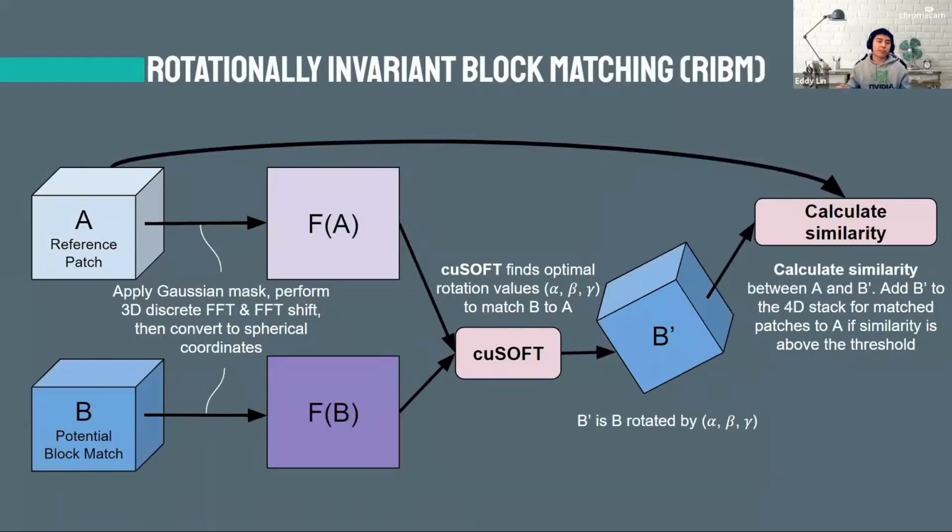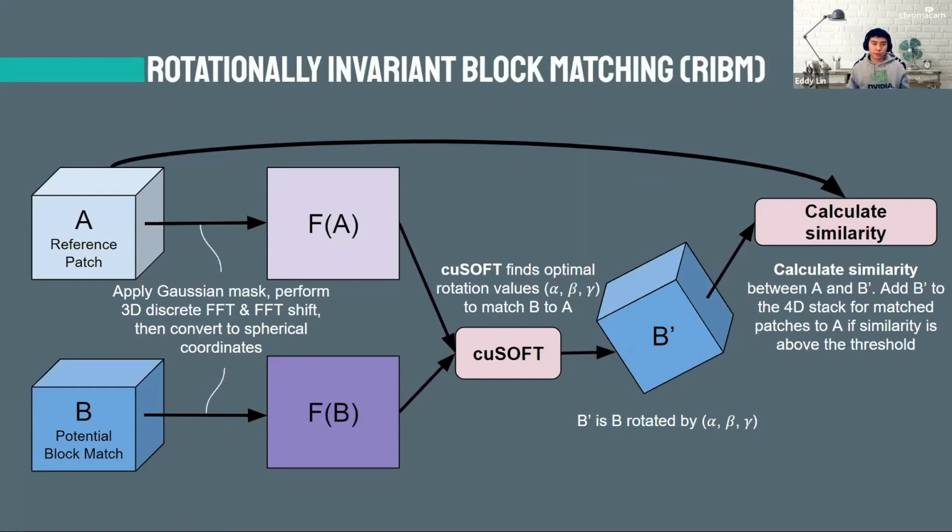So let's break down the first part of that process of RIBM, which is, of course, trying to calculate similarities between a reference patch and a potential block match. So to do that, we have three main steps. The first step is basically a processing stage. We apply a Gaussian mask, perform a 3D discrete FFT and FFT shift, and then we convert to spherical coordinates.